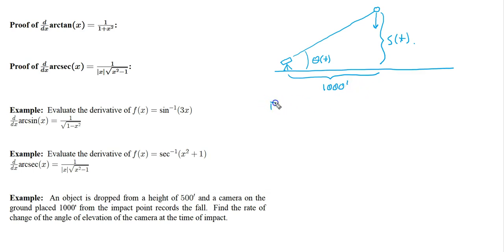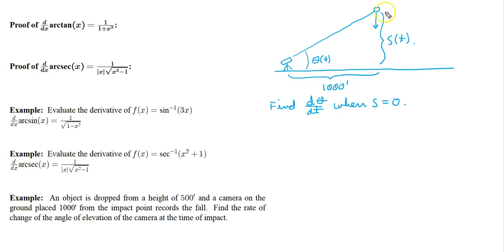So we want to find d theta dt when the object hits the ground, and it hits the ground when its position function is 0. Now what we want to do is find theta as a function of time t. And then we'll find how long it takes for the object to hit the ground. Then we can take the derivative of theta of t and plug the number representing how long it takes for the object to hit the ground into theta prime, and we'll get our answer.